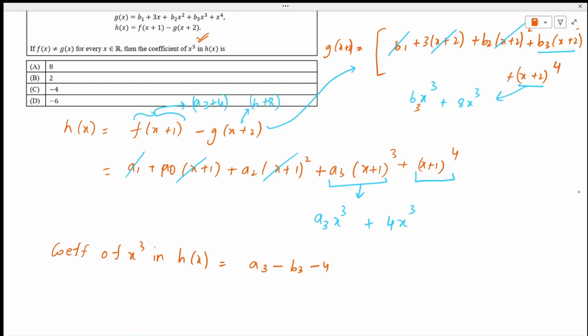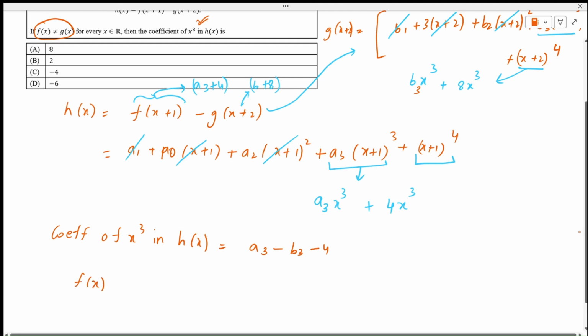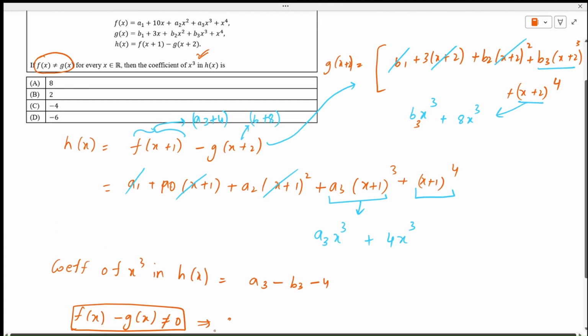This is our coefficient. Now let us look at the main condition, which is f of x is not equal to g of x. That means f of x minus g of x can never be equal to 0. It has no real solutions. But what is f of x minus g of x here? f of x minus g of x is a1 minus b1 plus 7x plus a2 minus b2 x square plus a3 minus b3 x cube.